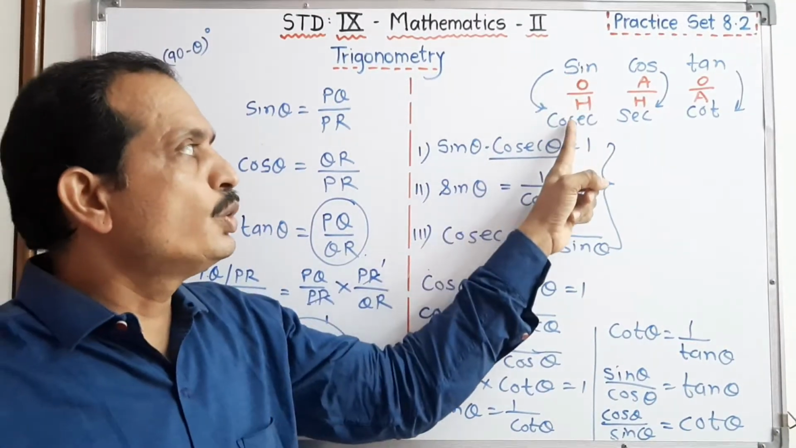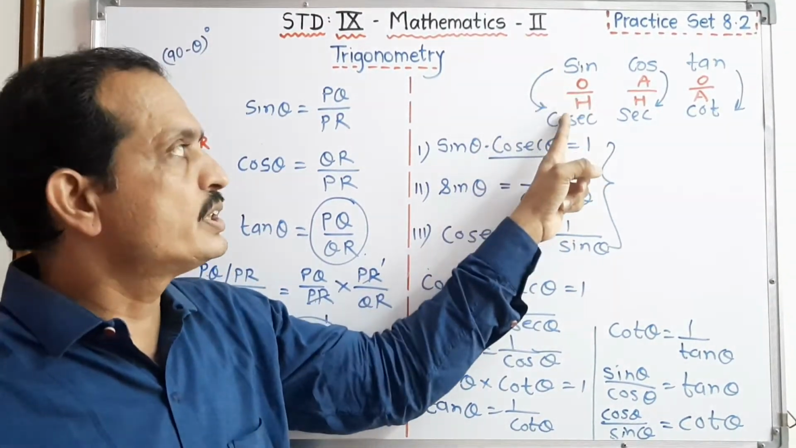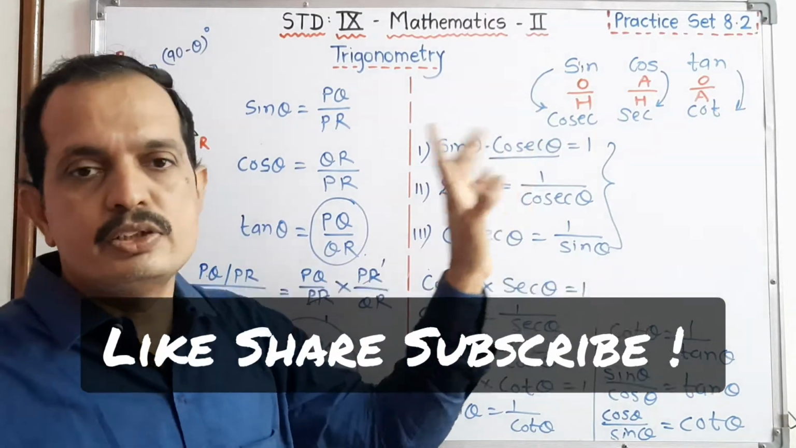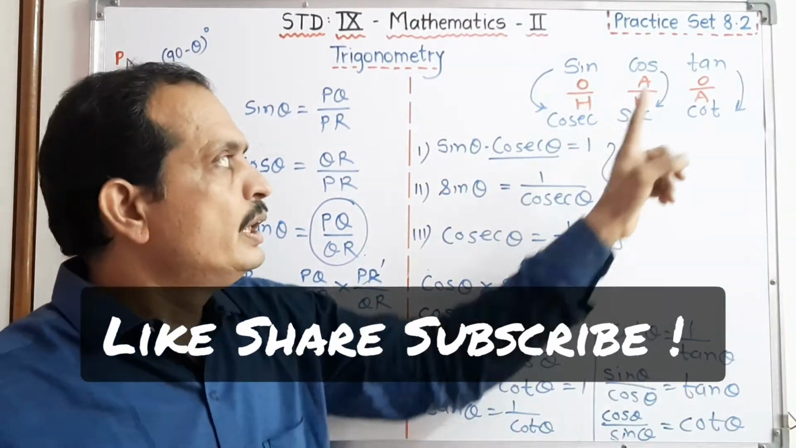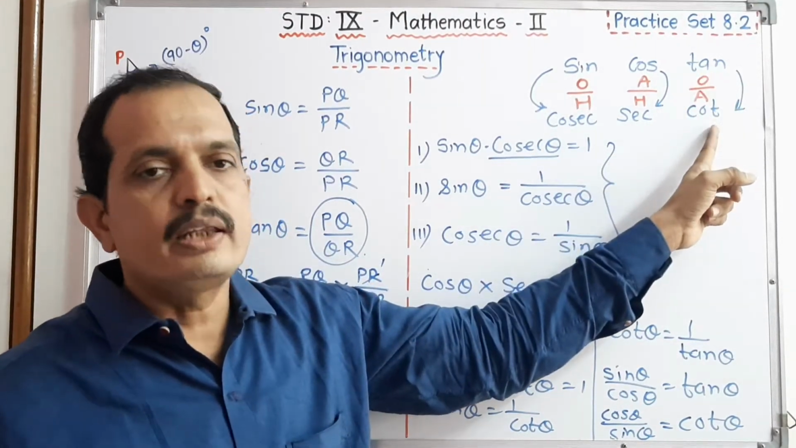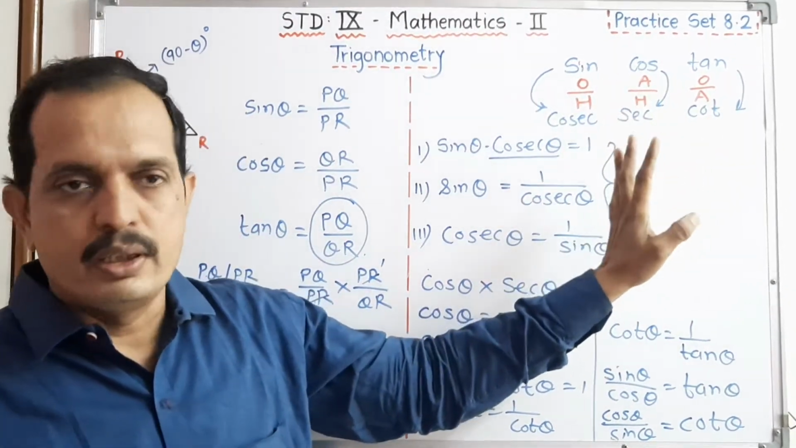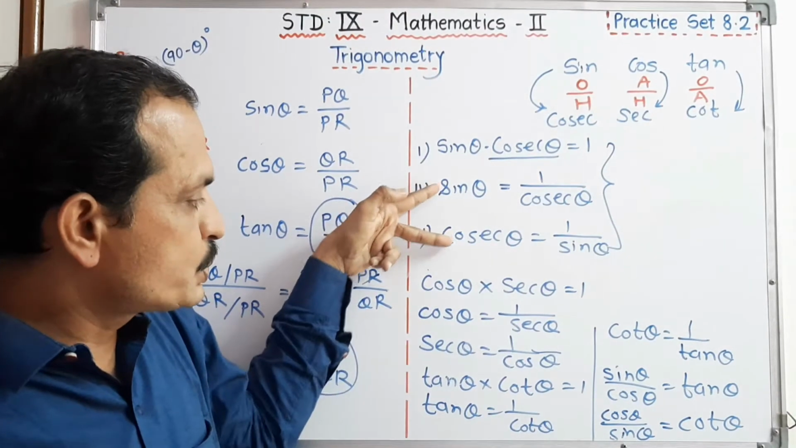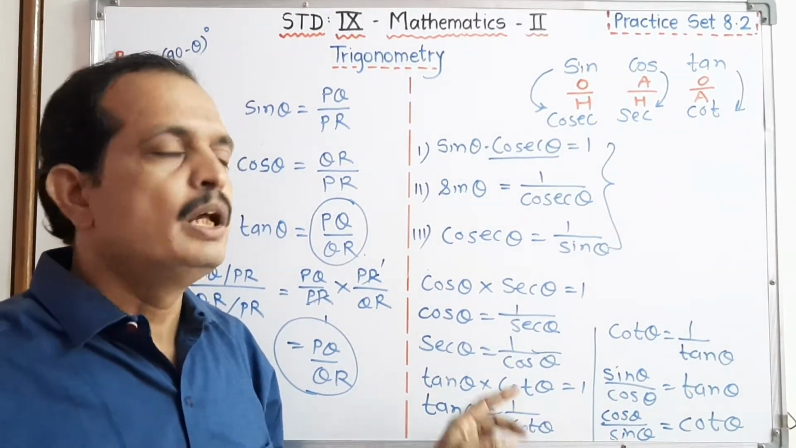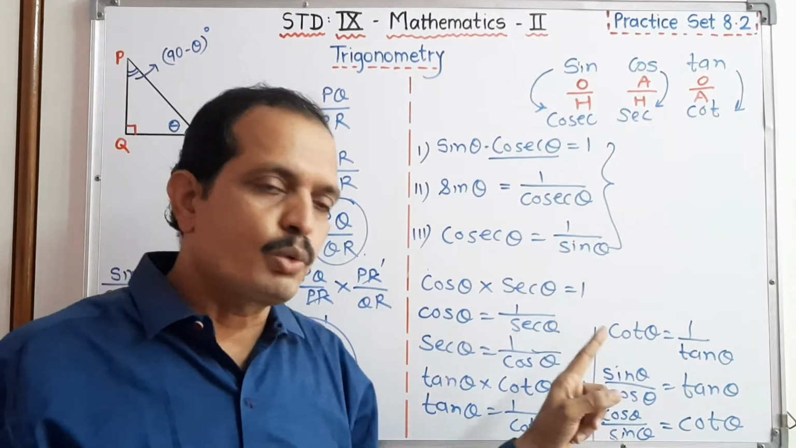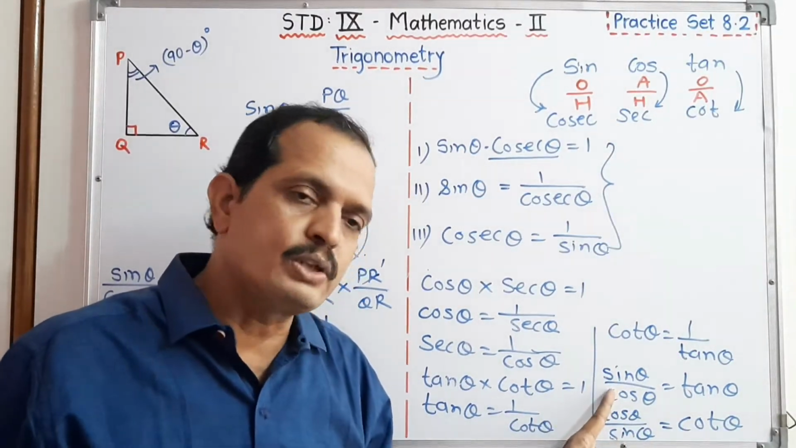Therefore, see dear student, by writing this, we can understand these formulas. Sin theta into cosec theta, this is the relation. Sin theta into cosec theta is equal to 1. Cos theta into sec theta is equal to 1. And tan theta into cot theta is also equal to 1. From this, we can write these two, and afterward we can write these two formulas.